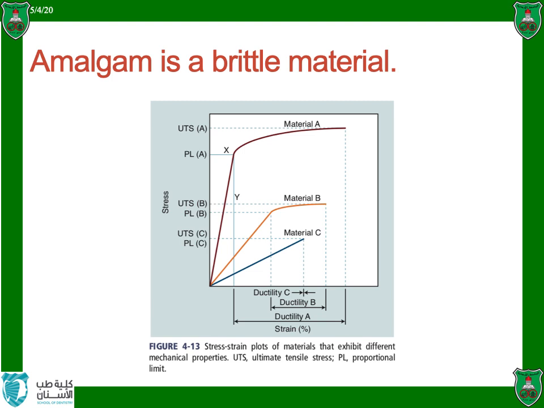Again, we said amalgam is a brittle material. As you remember from the stress-strain curve, we have two types of material. One is brittle and the other is ductile. And we say that ductile materials will undergo some deformation after they reach their proportional limit. As in materials A and B, there is a certain amount of ductility. However, you can see in material C, once it reaches its proportional limit, it will fracture immediately. That means there is no deformation in those materials.